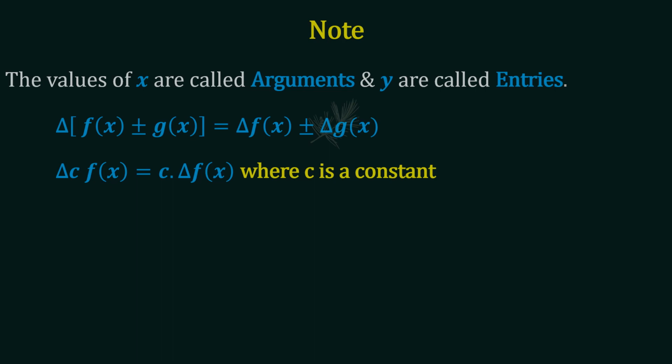Note next, delta c is equal to 0. As I told, the forward difference operator with respect to a constant will be 0. Delta c is equal to 0. So these are the important points which you need to remember while solving problems with respect to the forward difference operator.